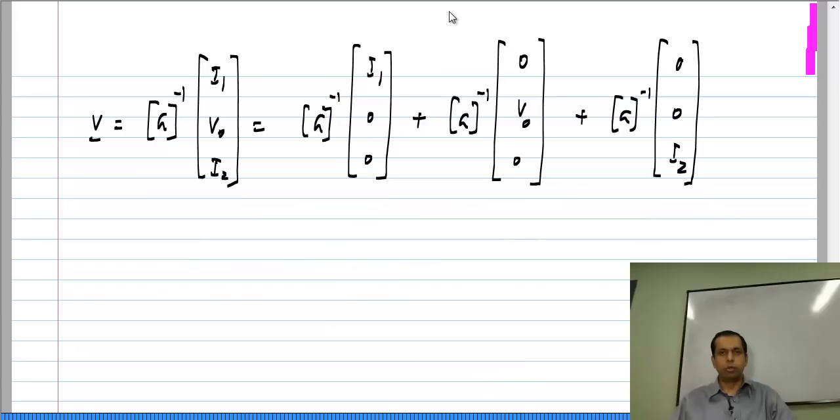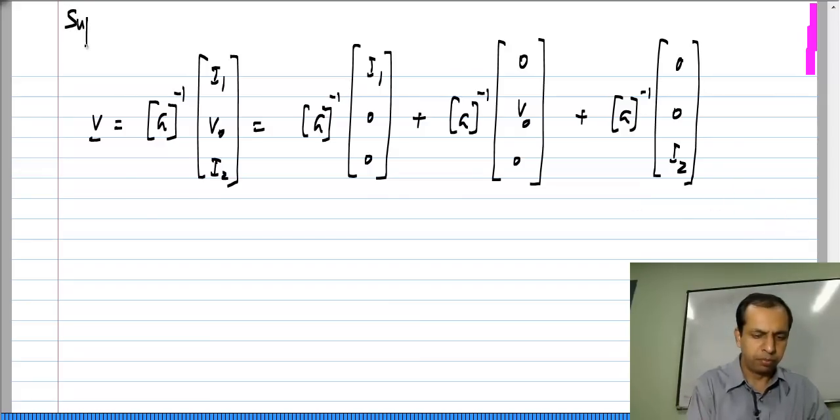We have seen that the node voltage vector in presence of three independent sources can be written as the solution with only I1 active and the other two set to 0, only V0 active and the other two set to 0, plus only I2 active and the other two set to 0. This is the superposition theorem.